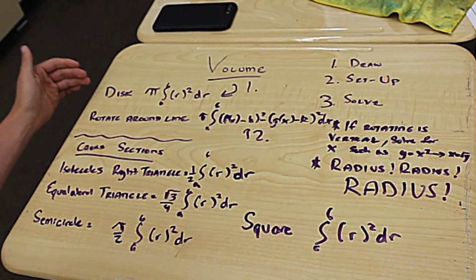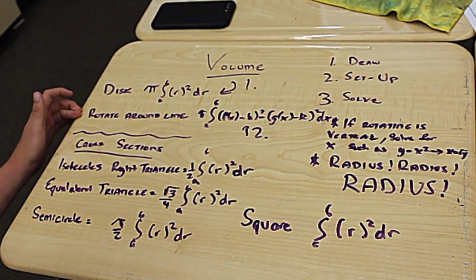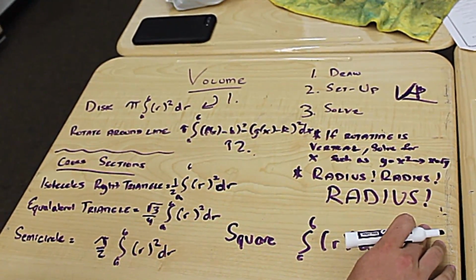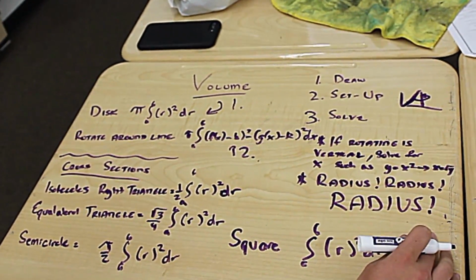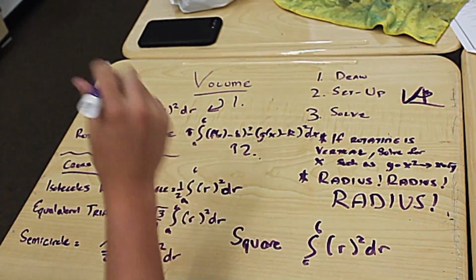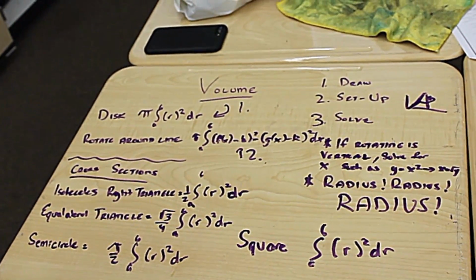But if you need to know anything, you know your disk, and you know how to rotate it around a line. Radius, radius, radius, just make sure you have that radius. Like all of these, finding that radius is so darn important. And just make sure you remember the 3 steps. You draw your graph, you set up, and you solve it.